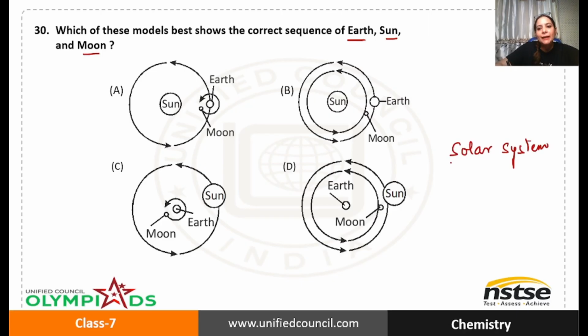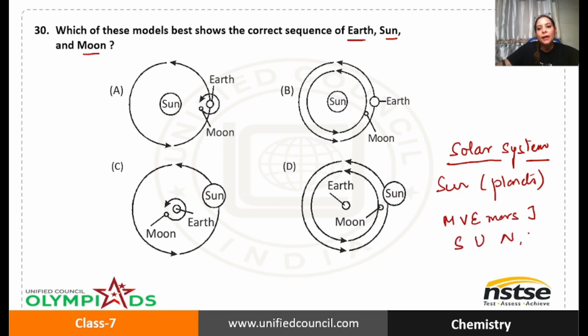And what exactly is the solar system? The solar system comprises the Sun and planets. And you know that we have planets as Mercury, Venus, Earth, Mars, Jupiter, Saturn, Uranus, Neptune and Pluto. These are the planets. Now all the planets are revolving around the Sun in their definite path.